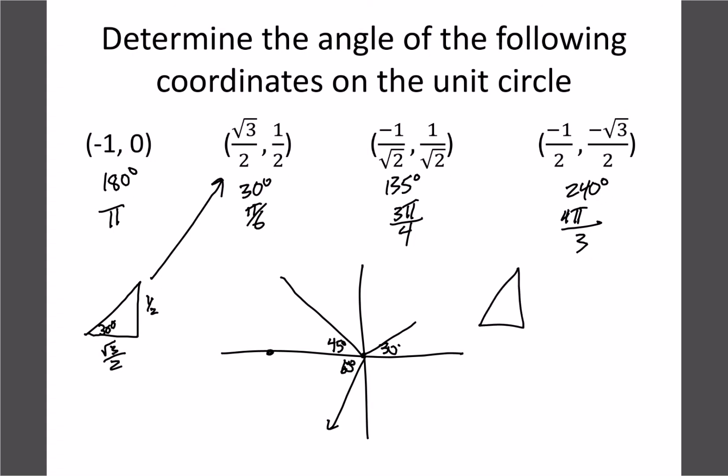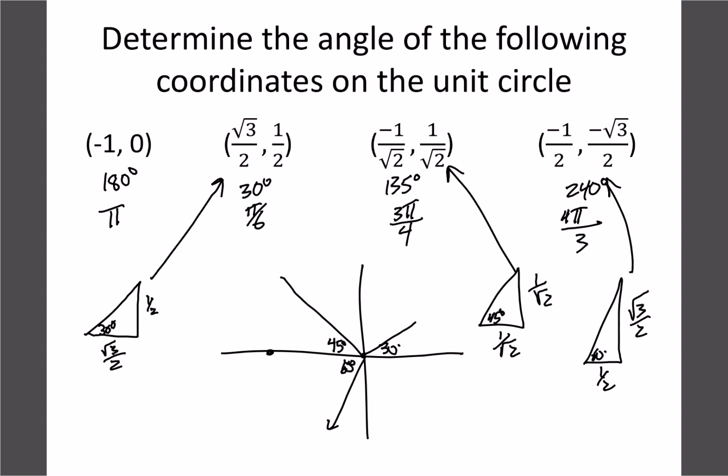Our 45-degree triangle, we had 1 over root 2 for both. So that had to match that one, except the negative meant it was in quadrant 2. So I went 180 minus the 45 to get 135. And our last one was a 60-degree triangle, because for that one our cosine is 1/2 and our sine is root 3 over 2. And once again, because they're both negative, that would be in quadrant 3. So I went 180 plus the 60 degrees to get the 240.